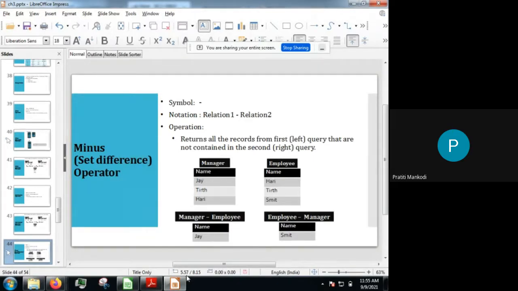So here, manager and employee. What will be the answer? Manager minus employee. He should be a manager but not an employee. So Tirth and Hari are both in this table, so the answer will be only Jai. And here, employee minus manager. It should be an employee but not a manager. Then only Smith, because these two are common in both. Clear with this? Sure.